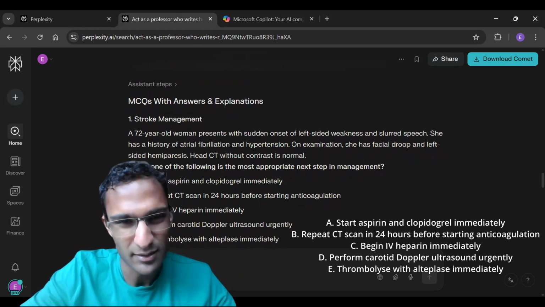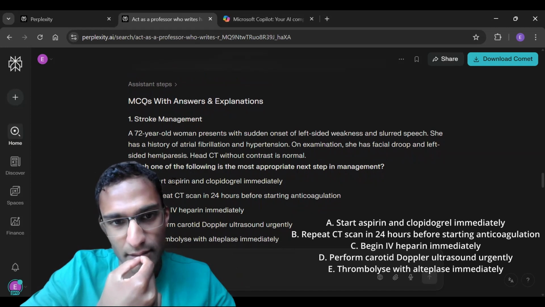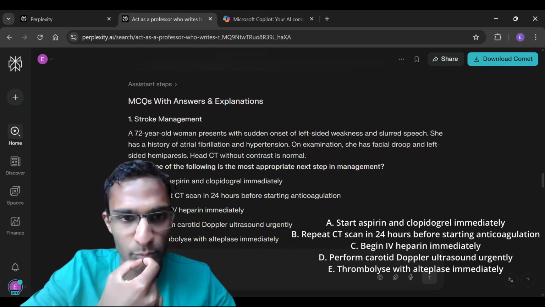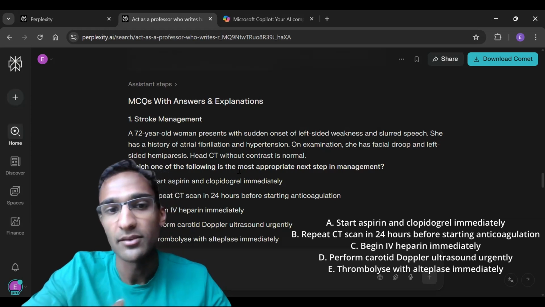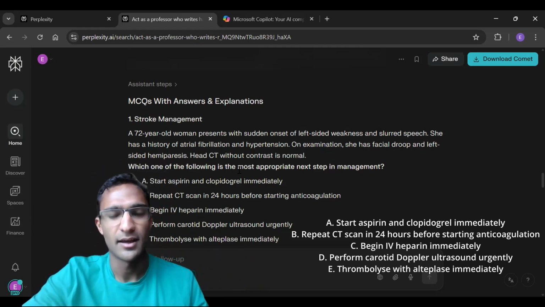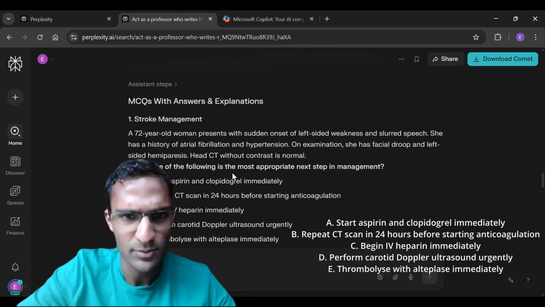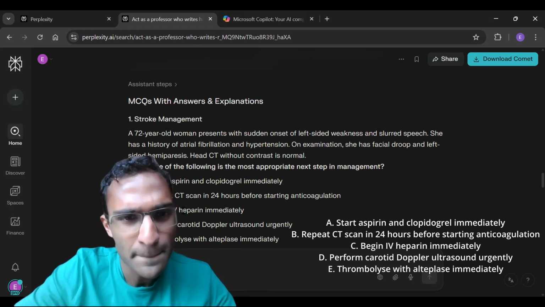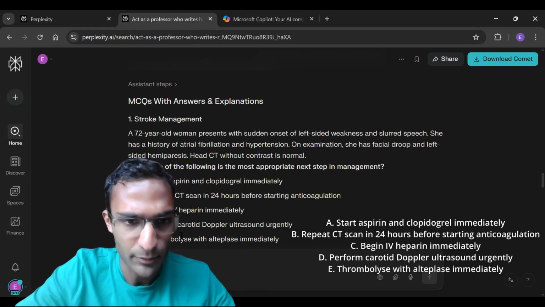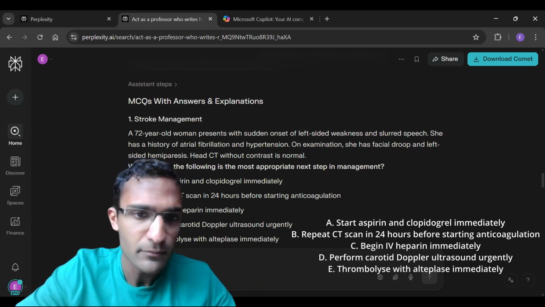I think dual antiplatelets. I think it's just aspirin in the first 24 hours. I'm not sure when you would actually start the clopidogrel. So that's something I would just research on the side, because just going through it, I don't know. I'm pretty confident it's aspirin within the first 24 hours for ischemic, but I don't know when clopidogrel would be started. I don't think you use IV heparin, so I'd be thrombolysing.